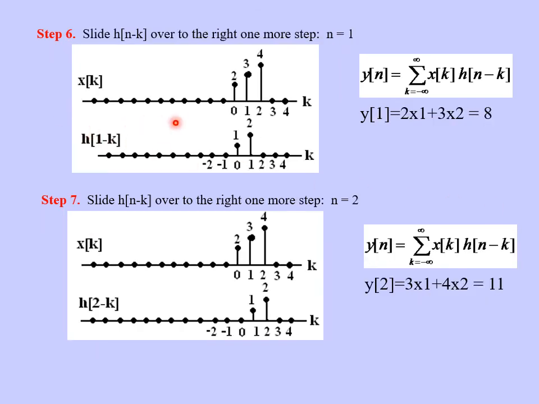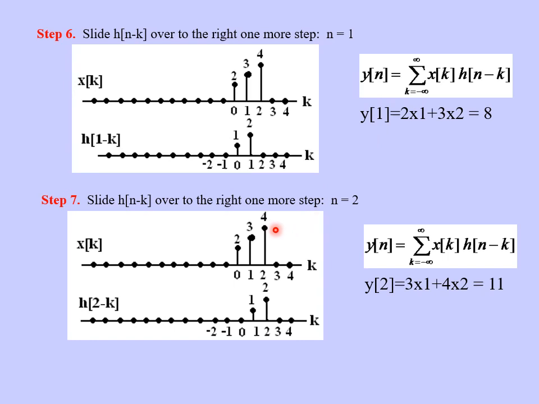Now, we need to keep going. We need to now look when n is equal to 1. So that means we shift h of n minus k over to the right one more. This becomes h of 1 minus k. So now notice there are 2 overlaps here, so we have to take the products and sum the results. So I have 2 times 1, which is 2, plus 3 times 2, which is 6, and 6 and 2 give me 8. So this is the value at y of 1.